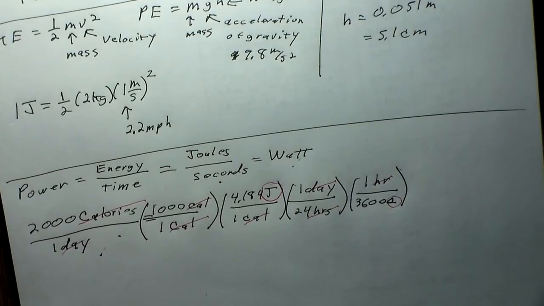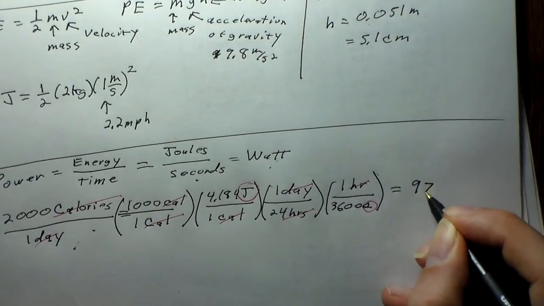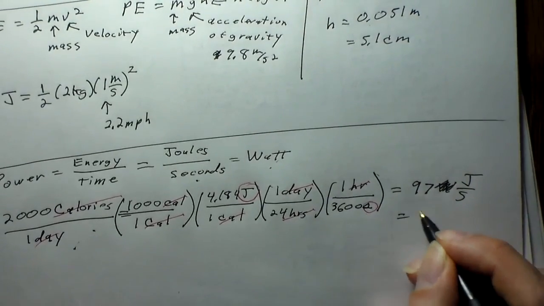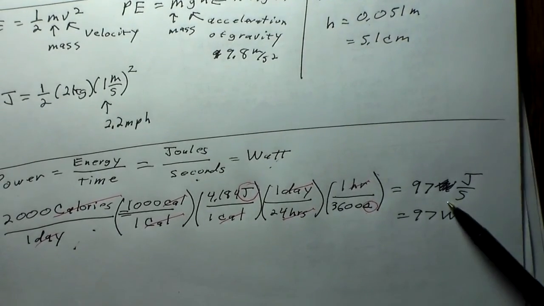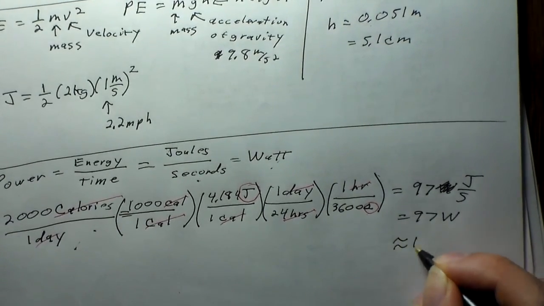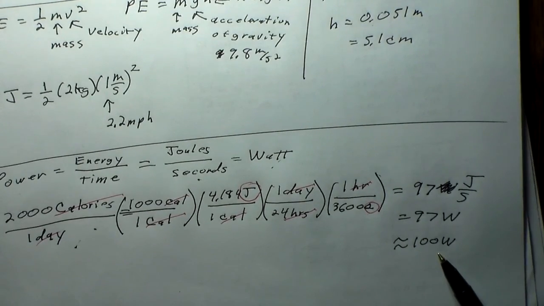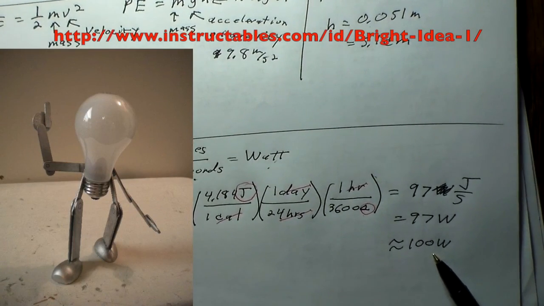So if I go through and calculate this out, what we get here is 97 joules per second, which is equal to 97 watts. Okay, so really, given how many sig figs we actually have here, we can basically just call this 100 watts, and just call it a day. So essentially, on average, over the course of a day, you're basically burning as much power as an old-fashioned 100-watt incandescent light bulb. So it's actually kind of an interesting little tidbit to know there.